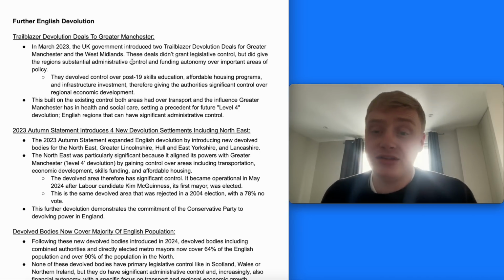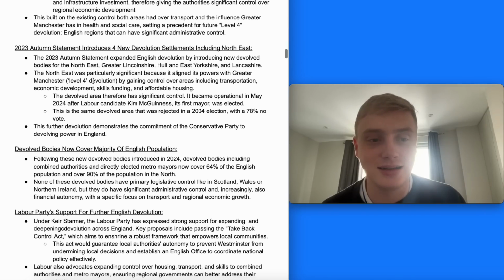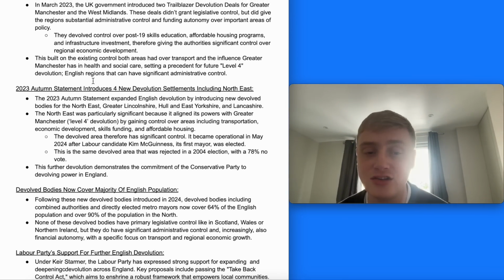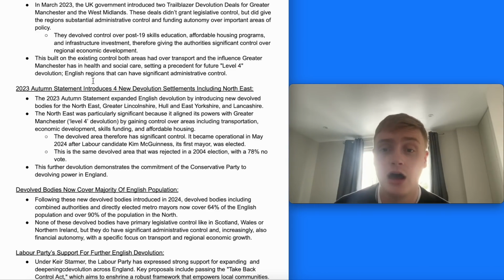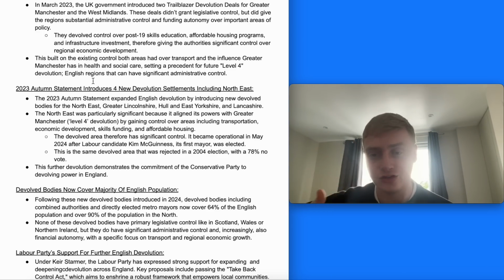But the key point now is that English devolution, even if it's not legislative control, and you can definitely talk about that as a limit, now covers the majority of the English population. So 64% of the English population and 90% of the population in the north. So there are really key constitutional changes and extensions to devolution in England.